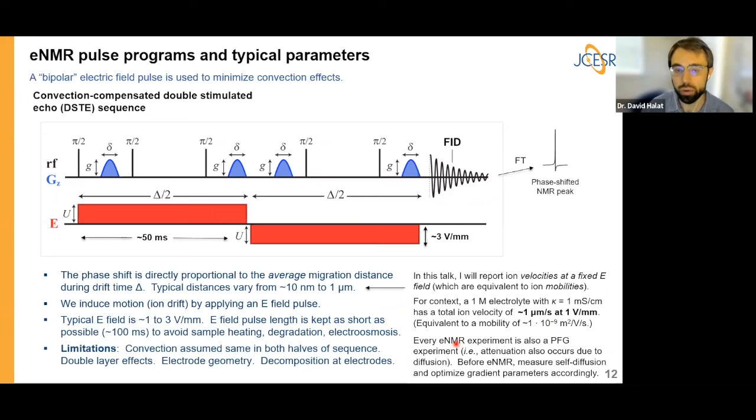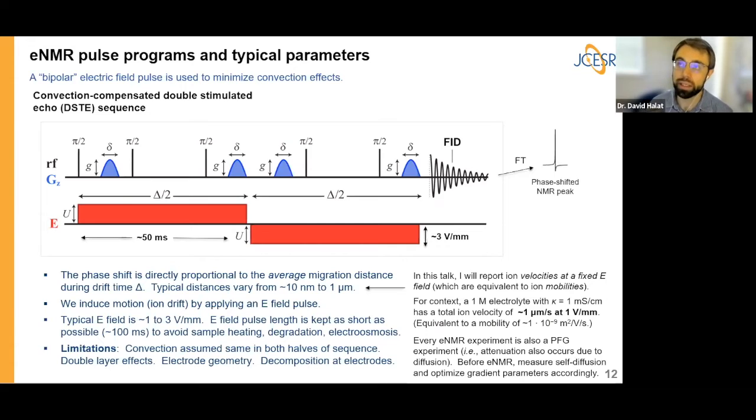And finally, it's also worth noting that every eNMR experiment is also a PFG experiment because both diffusion and attenuation occur at the same time, right? So diffusion leads to attenuation, whereas migration causes the phase shift that we want to quantify. Diffusion and migration occur at the same time.